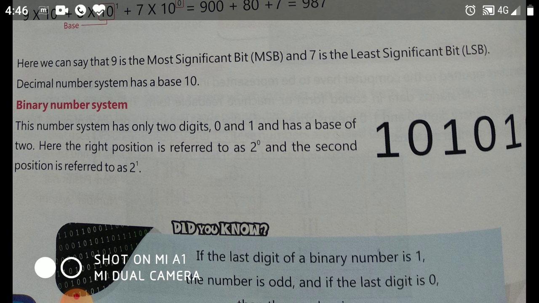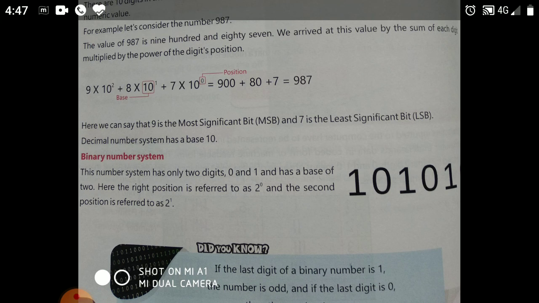Binary means it is made up of two digits, 0 and 1. So if the last digit of a binary number is 1, the number is odd, and if the last digit is 0, the number is even. So always remember that if the binary number has last digit 1, its corresponding decimal number is always odd, and if the binary number's last digit is 0, its corresponding decimal number is always even.